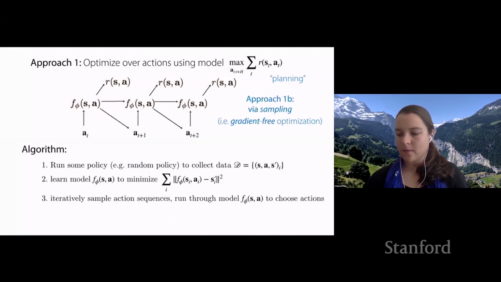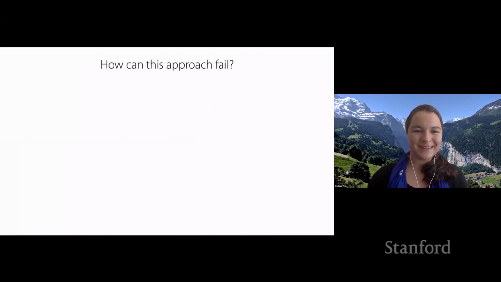So now this is kind of V1. How can this approach fail? Does anyone have thoughts on what might go wrong with this approach? Feel free to either raise your hand or answer in chat. Any guesses?